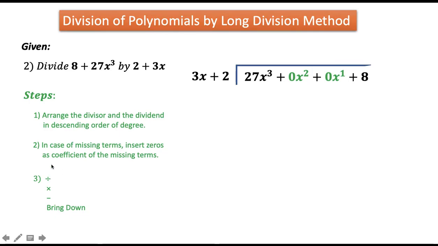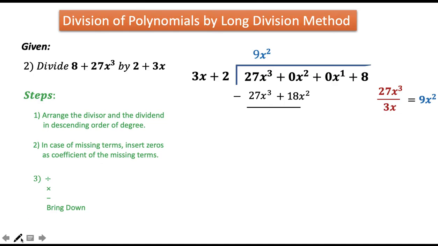So after doing steps 1 and 2, we will now proceed to step number 3, and this will be our guide. Same process: divide 27x cubed by 3x. 27 divided by 3 is 9. x cubed divided by x is x squared. So this will be our partial quotient. Then multiply. 9 times 3, 27. x squared times x, x cubed. 9 times positive 2, 18. Then write down x squared.